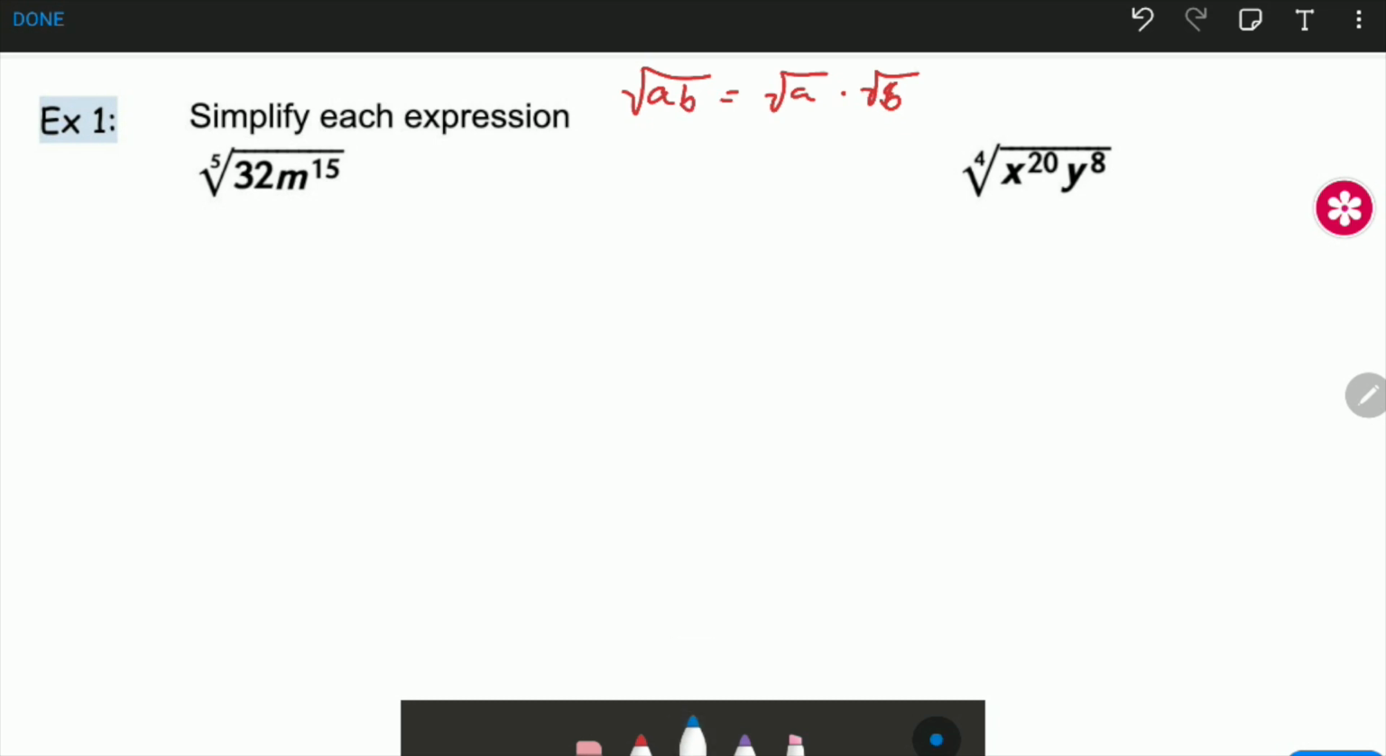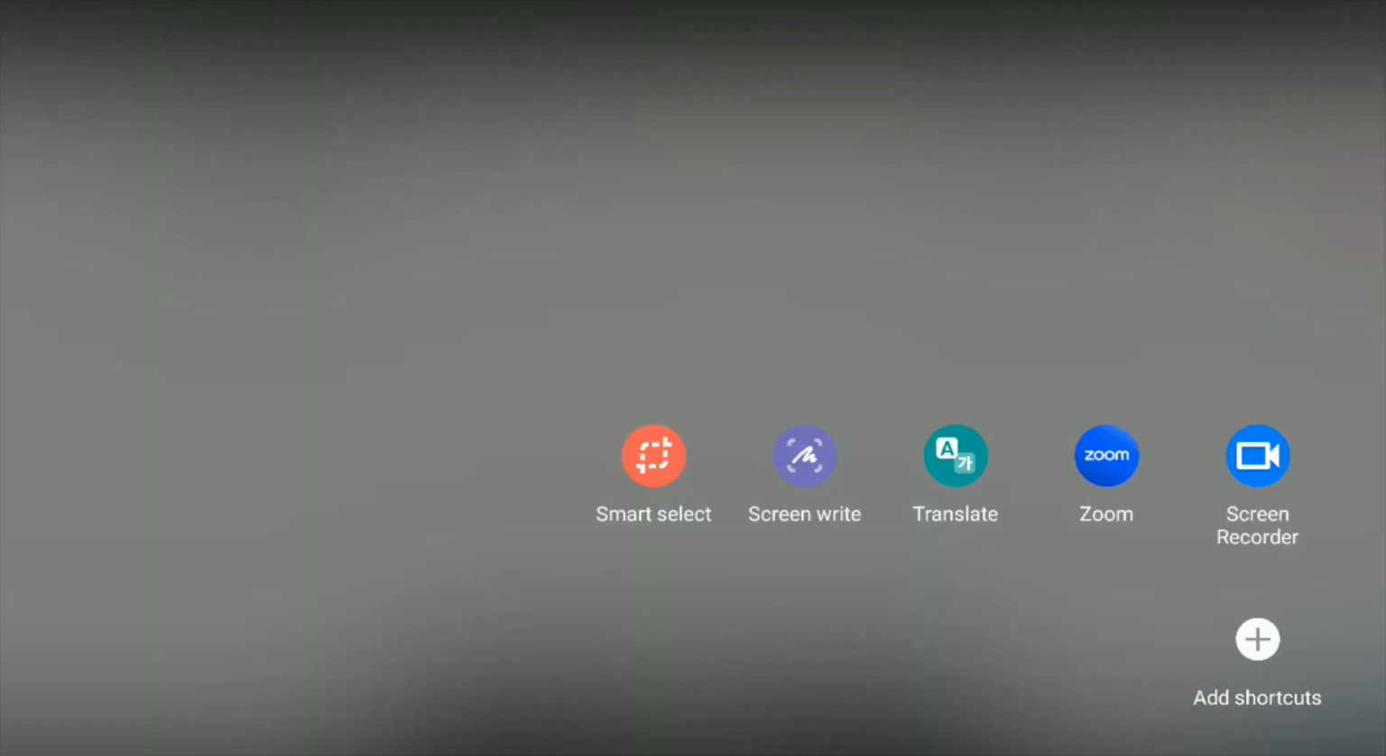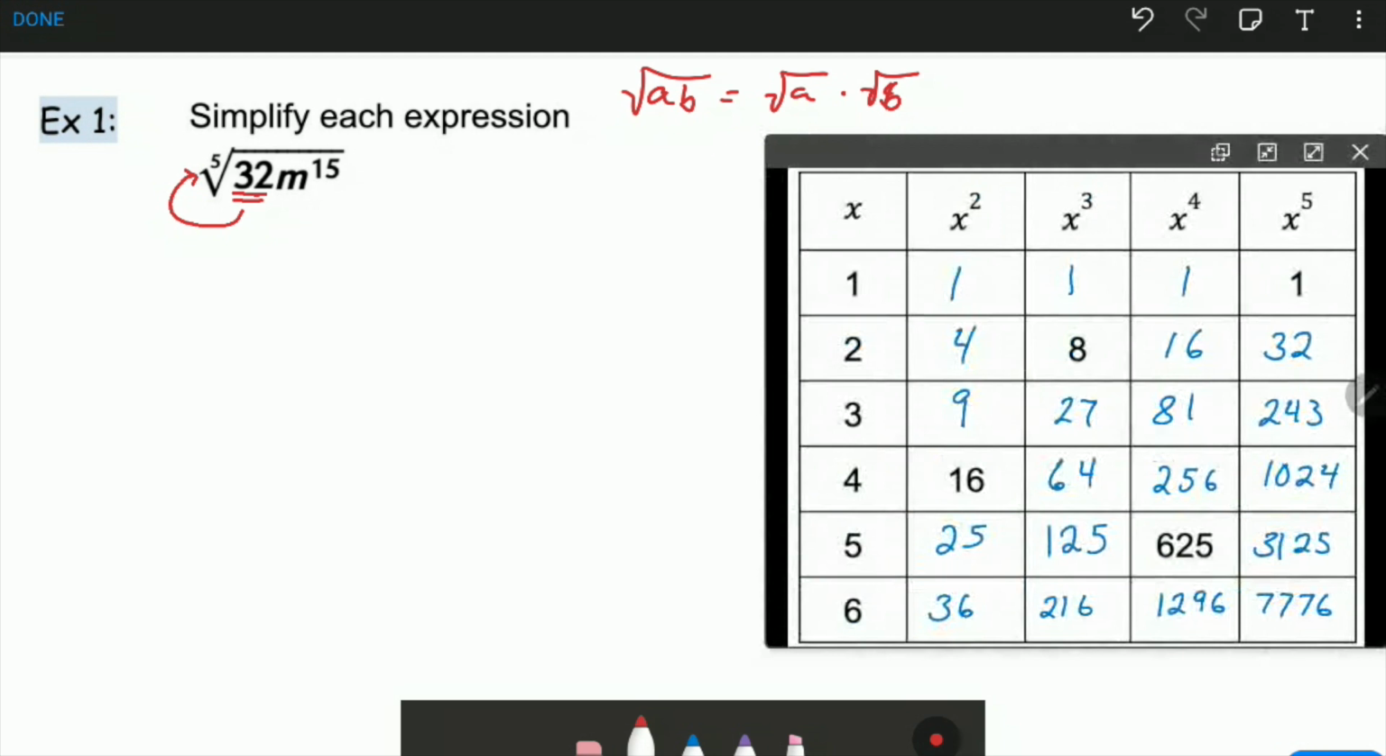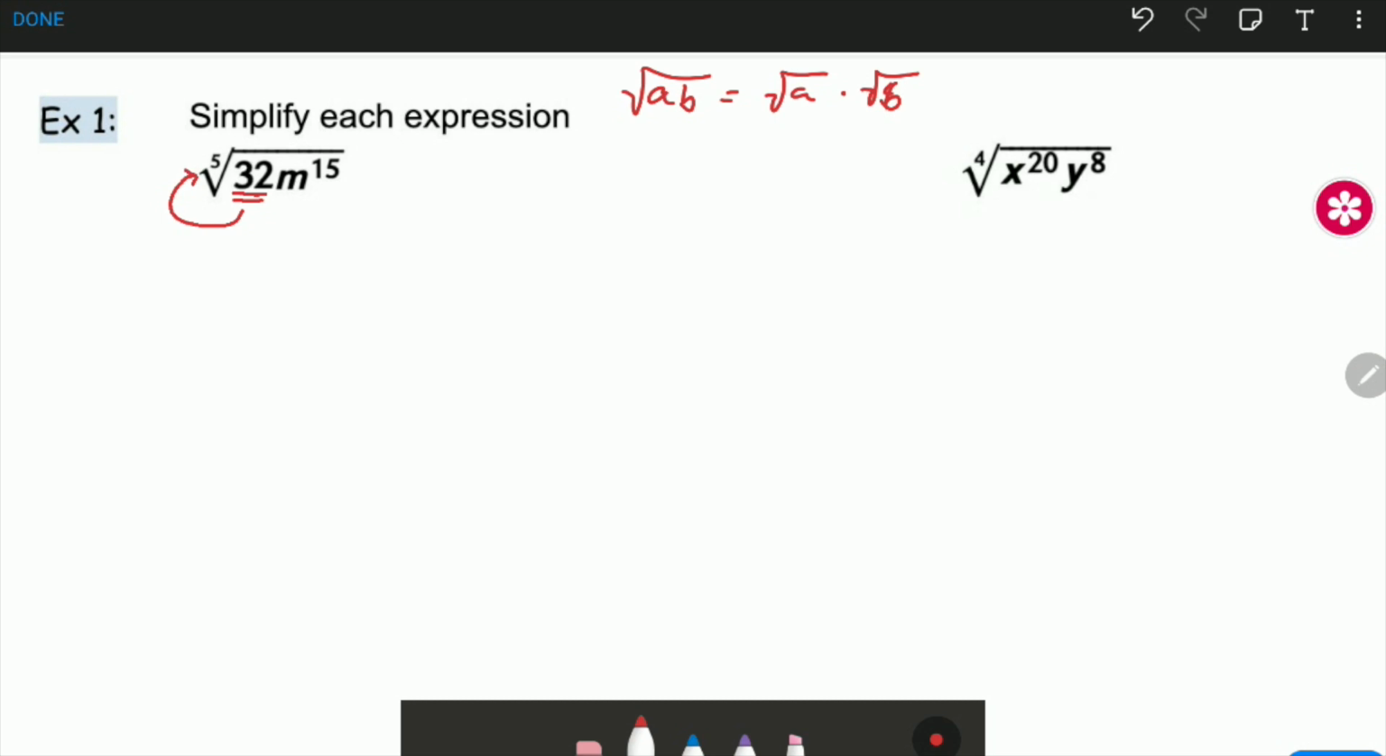Now, if we look at the first one, we have 32m to the 15th, and we're taking the fifth root of that. So what we want to do is start by checking, just like we have done in the past, is this a perfect fifth power? In the past, we've done square roots, but this is a fifth root, so we want to look at, is 32 a perfect fifth power? And you can see 32 is in the fifth power column. We're just using this chart as reference, so we don't have to go through and make a list every time. If you don't have it memorized, having a reference chart like that can be very helpful. So 32 is a perfect fifth power.